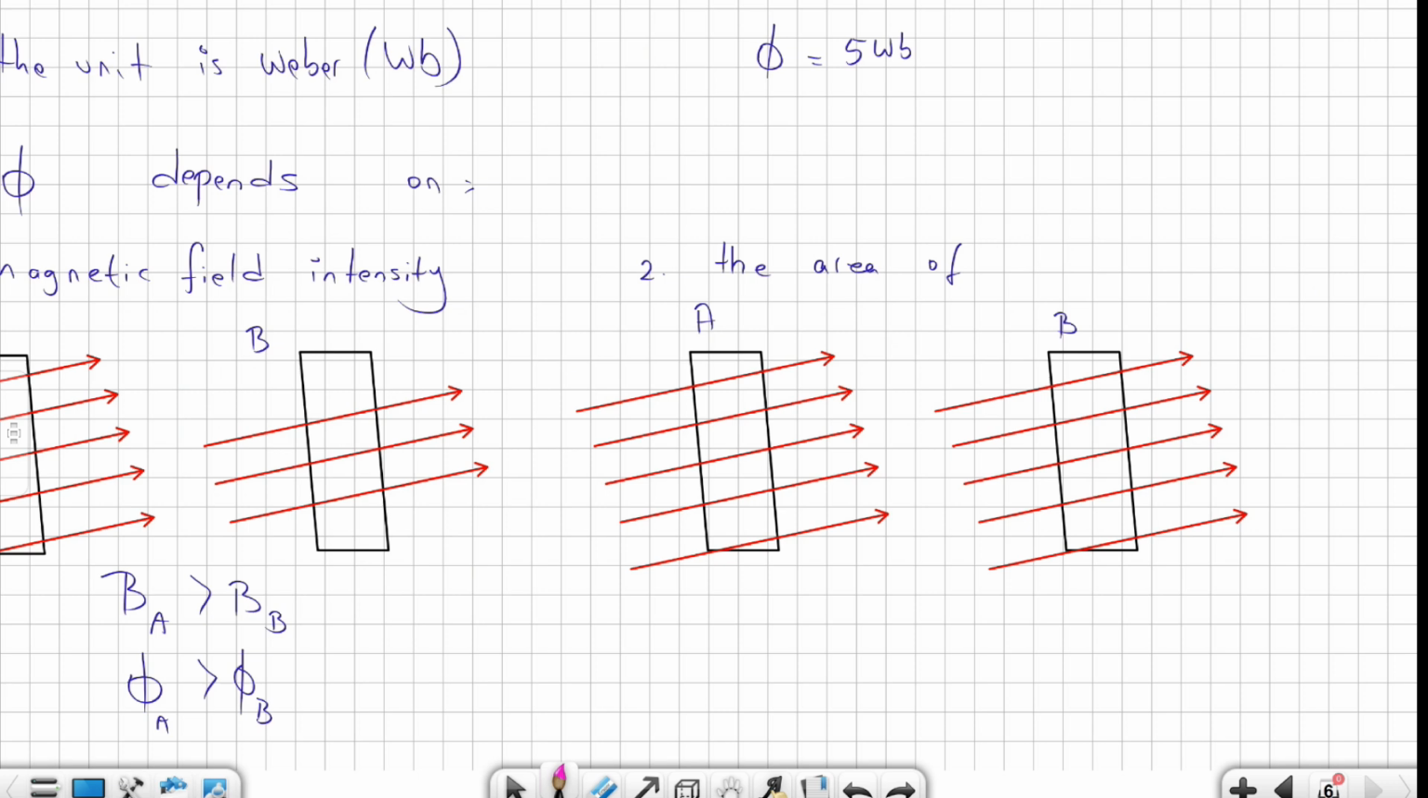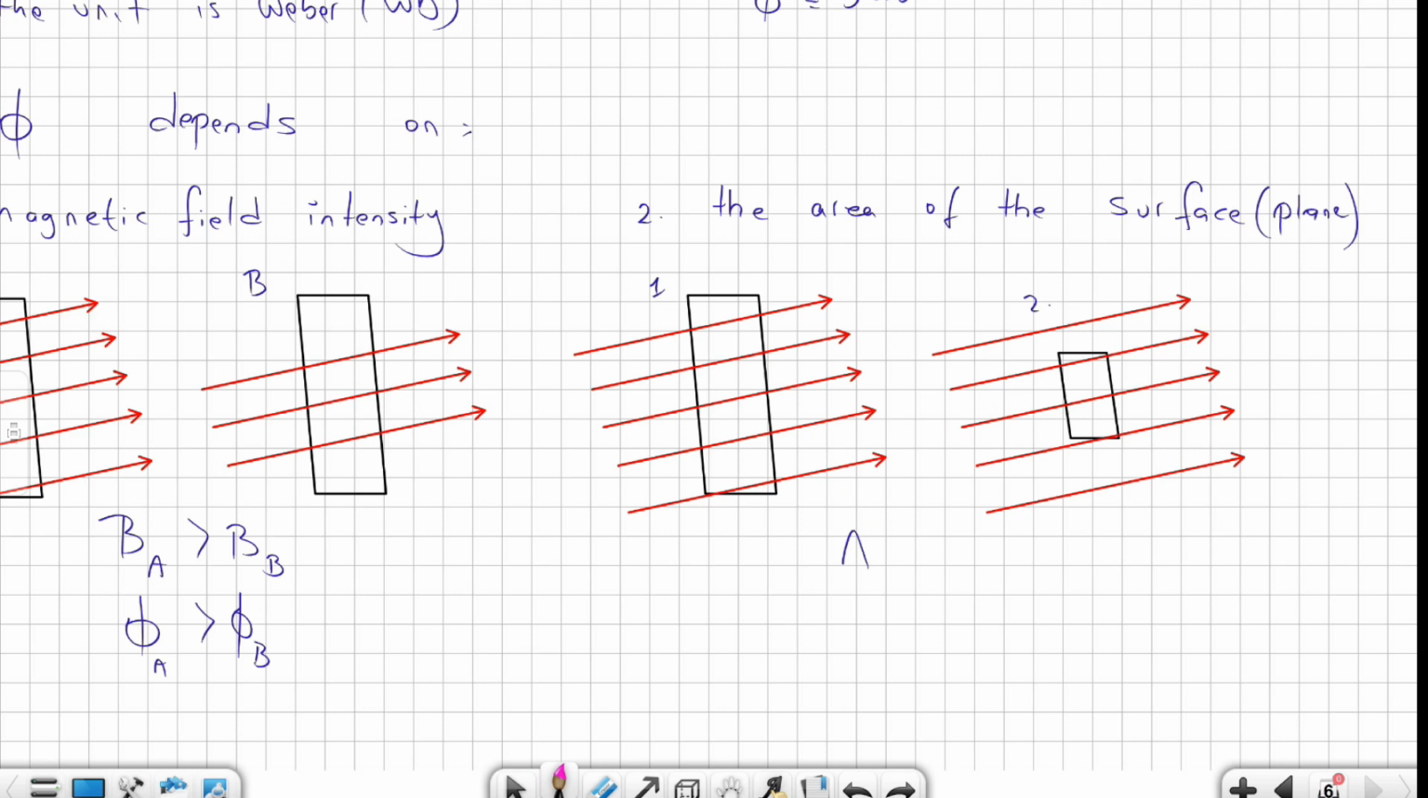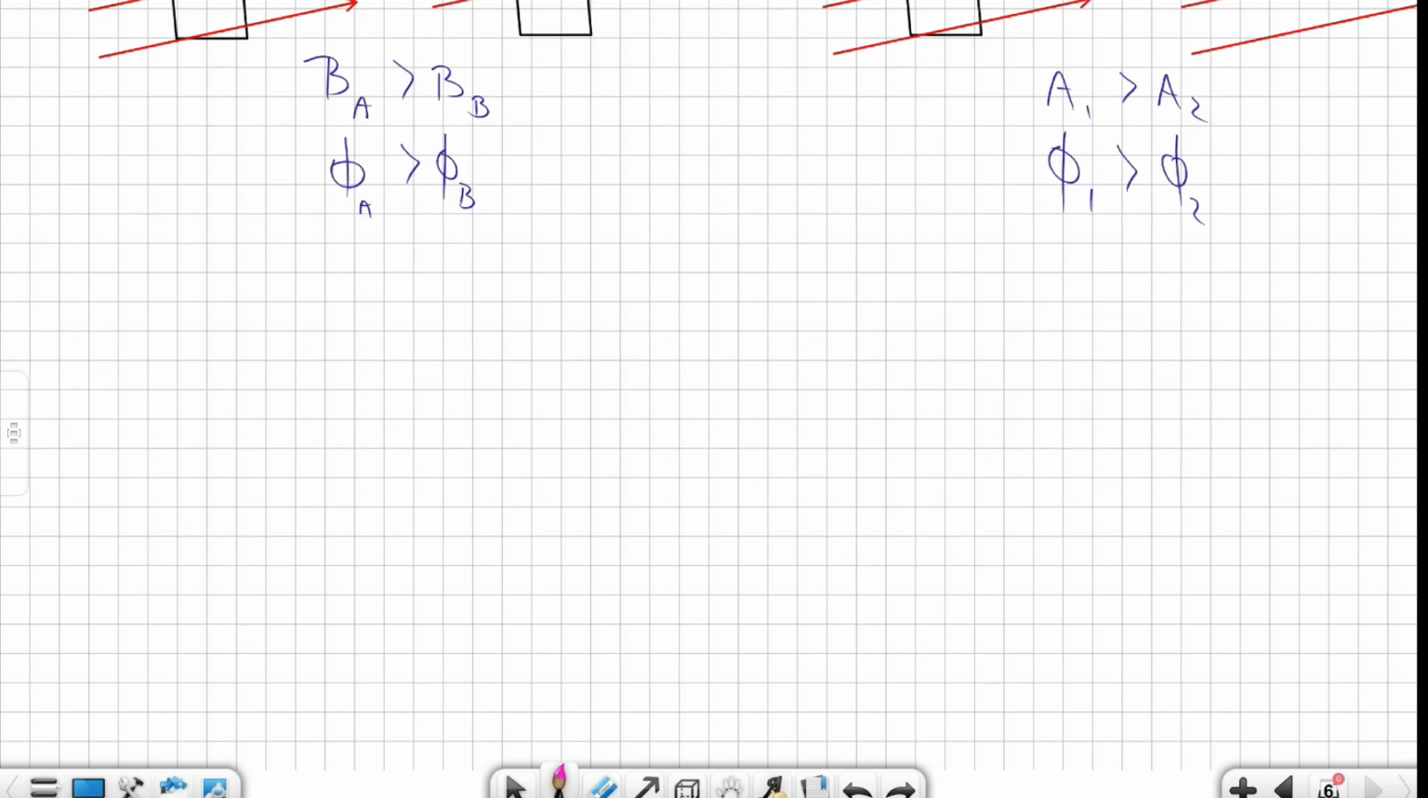The second point that flux depends on is the area of the surface or the plane or the loop. As we see, the first area is bigger. So we have more number of lines that are passing through this area. So a greater area will give us a higher or a more flux. So as area decreases, flux also decreases.